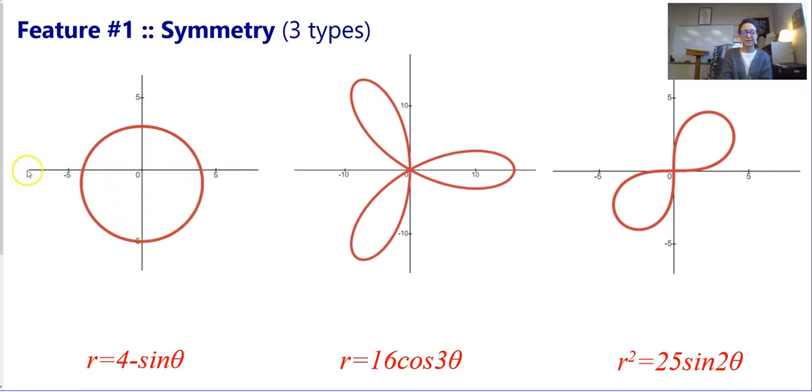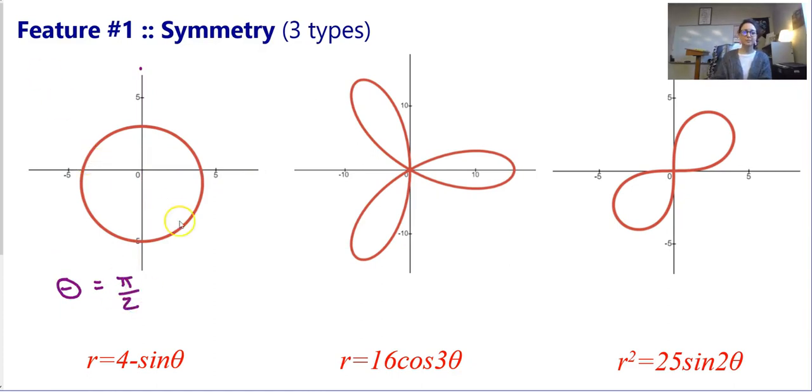Is it symmetric with respect to the x-axis, also known as what in polar form? The polar axis, right? So do I have the same picture above as I do below that line? I do not, right? So not symmetric with respect to the polar axis. Okay, what about, is it symmetric with respect to the y-axis? Is it symmetric with respect to the y-axis, also known as what? The line theta equals pi over 2. So do I have the same picture to the left of that line as I do to the right of that line? I do, okay? So this is symmetric with respect to the line theta equals pi over 2.